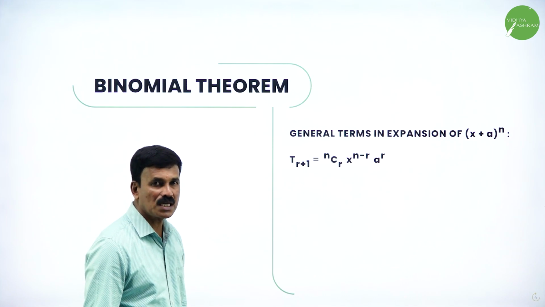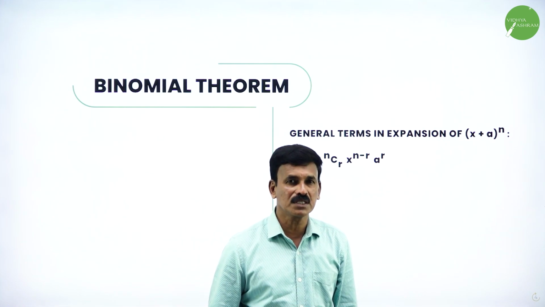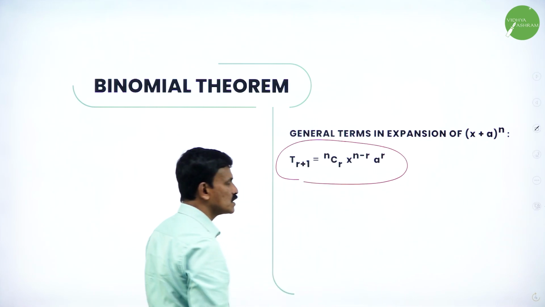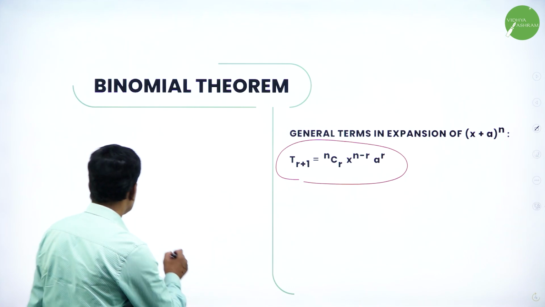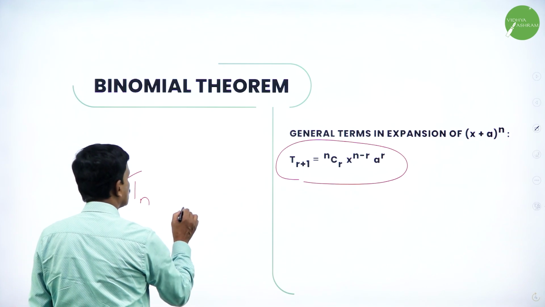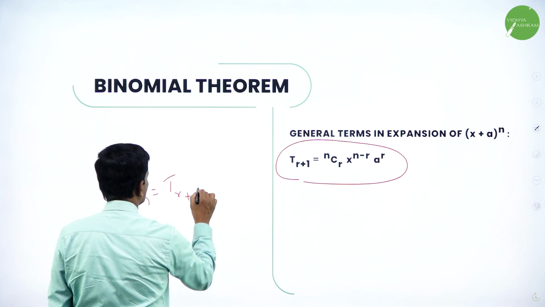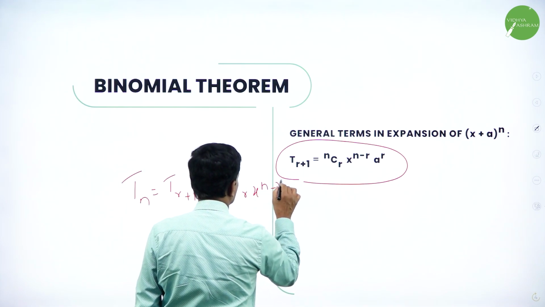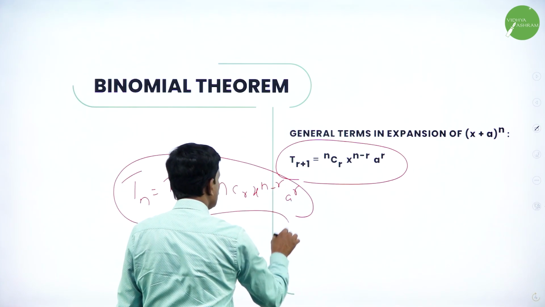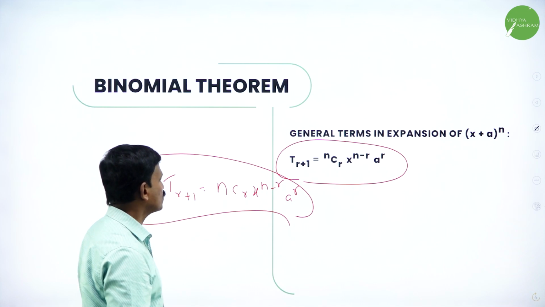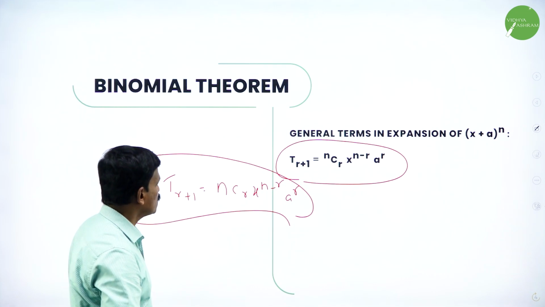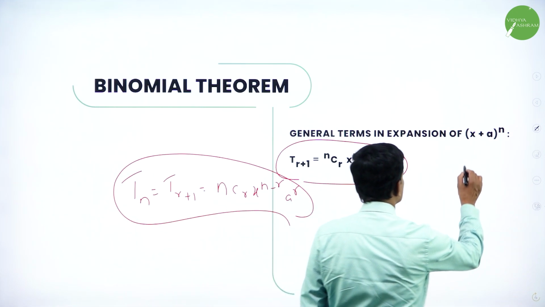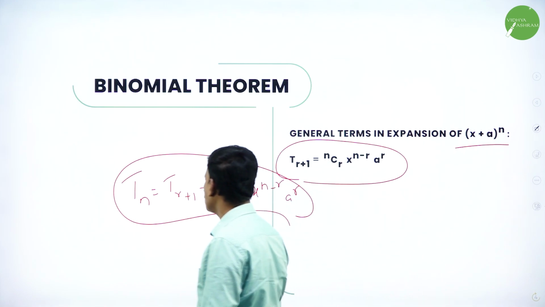The general term, the nth term, I have explained in the previous class itself. The nth term or general term in the binomial expansion is given by T(r+1) = nCr x^(n-r) a^r. So the nth term Tn, also called T(r+1), the general term, is equal to nCr x^(n-r) a^r. That is the general term in the expansion of (x + a)^n.